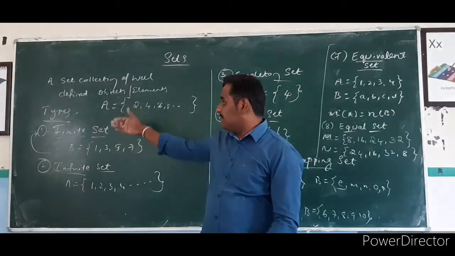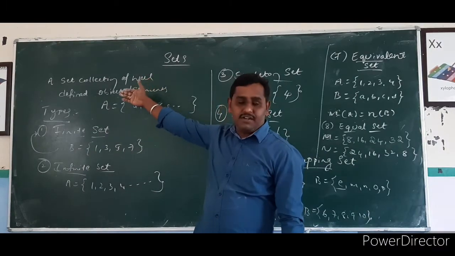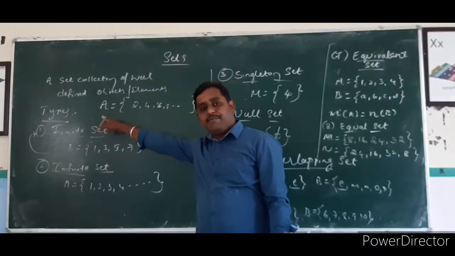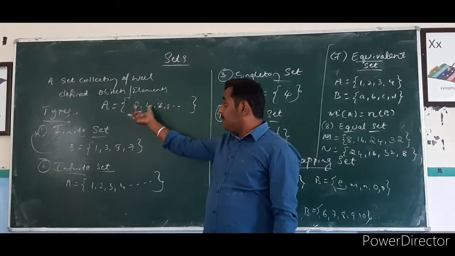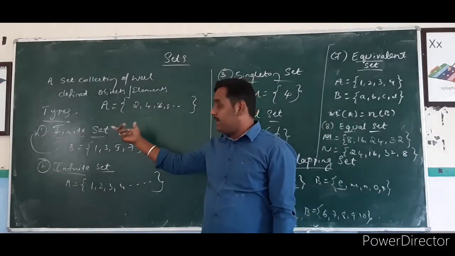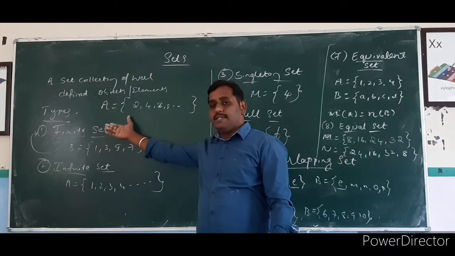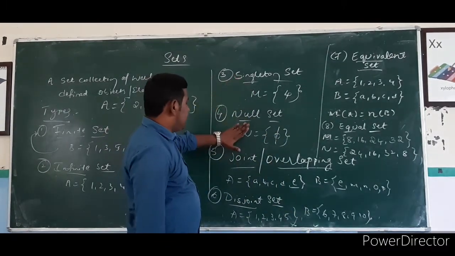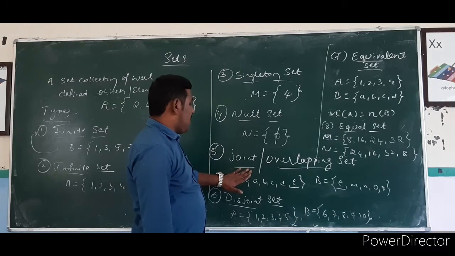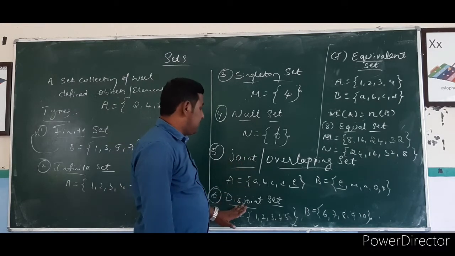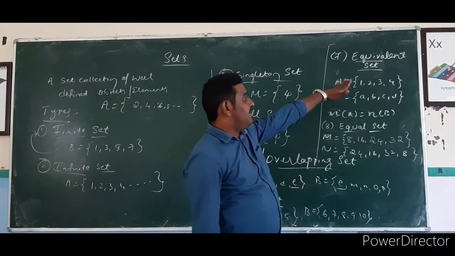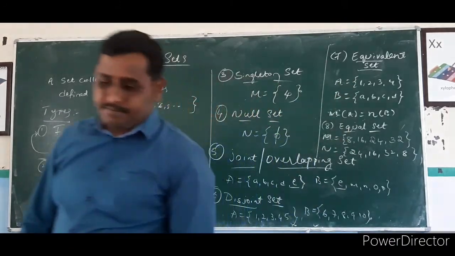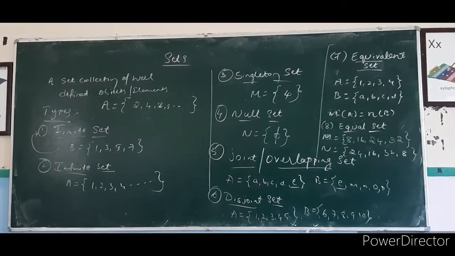So till now we learned the definition of sets, and that a set can be represented by capital letters. Elements can be represented between two curly brackets. And the types of sets: infinite, finite, singleton set, null set, joint or overlapping set, disjoint set, equivalent set and equal set.